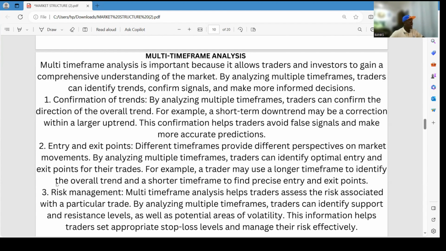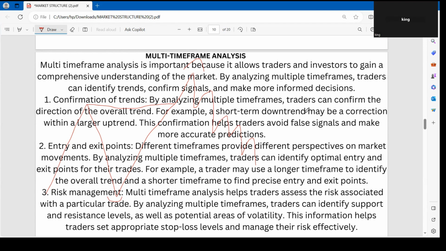You understand? So after you identify that this is your actual trend, on the higher time frame we are in an uptrend. But using multiple time frames, we could find a short-term downtrend inside our higher time frame swing high, swing low, and swing high. You understand? So for example, a short-term downtrend may be a correction within a larger uptrend. So this is what they are saying. A short-term downtrend, this is it.